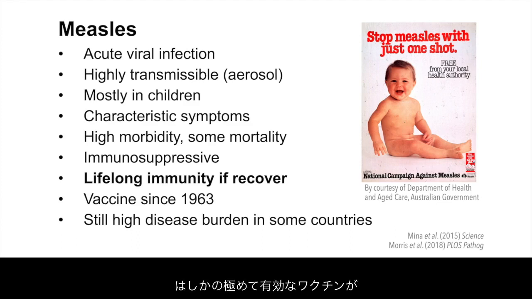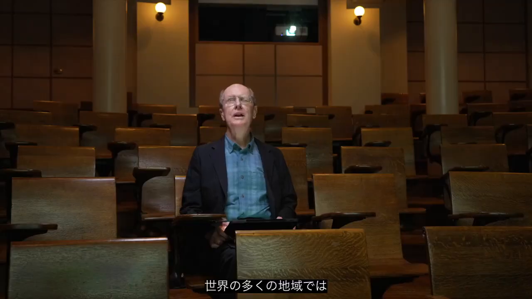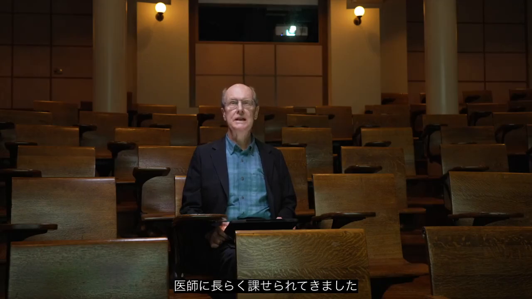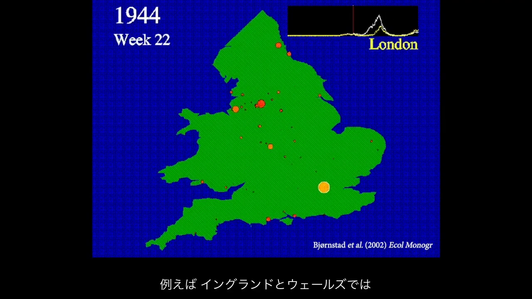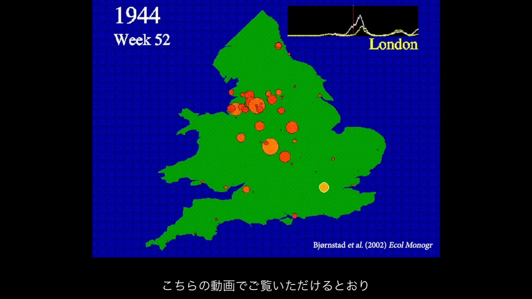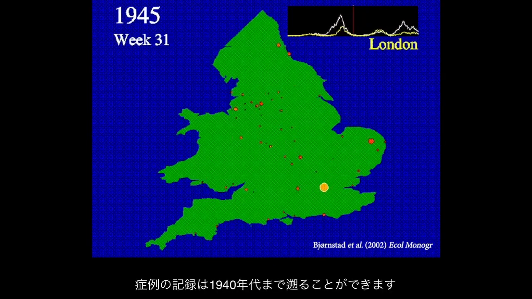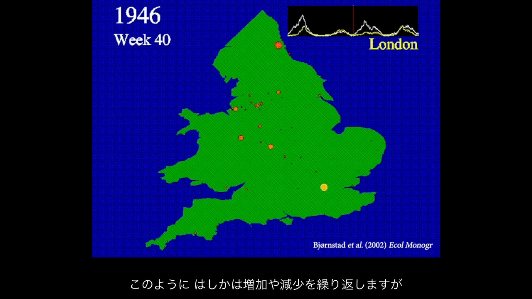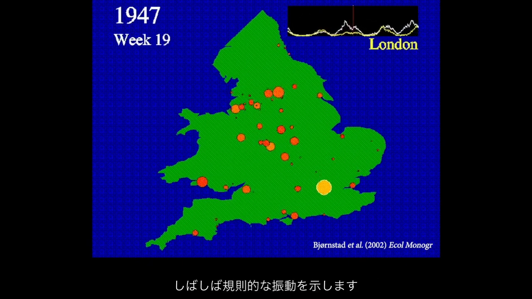There is an excellent vaccine which was first developed in 1963. Despite this, there is still a high disease burden in some countries, and vaccine hesitancy is a continuing problem. In many parts of the world, doctors have long been required to report measles cases. For example, in England and Wales, we have records of cases going back to the 1940s, as shown in this animation. As you can see, epidemics waxed and waned, often in regular cycles.